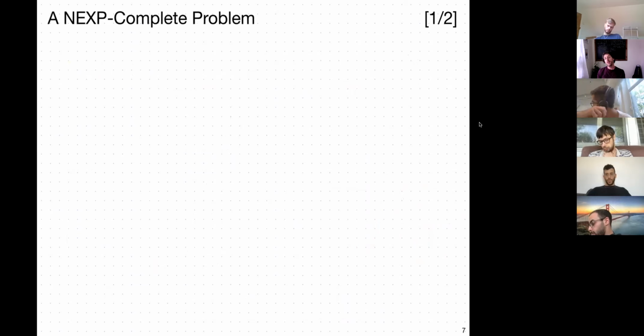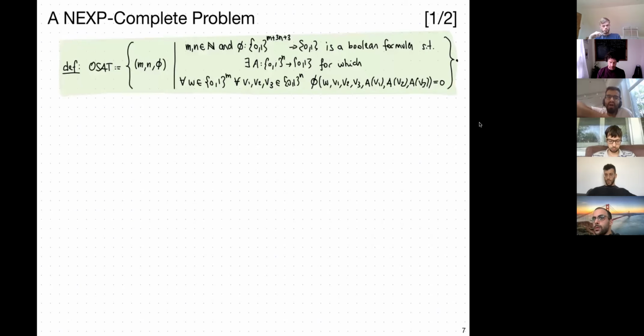I want to show you an NEXP-complete problem, a problem where if you can solve it, you can solve any problem in NEXP, but one which admits an extremely succinct description. So you can access the problem and talk about it without doing anything in exponential time. You can run in polynomial time and yet access the exponential size object. As always, please feel free to interrupt me if anything is not clear.